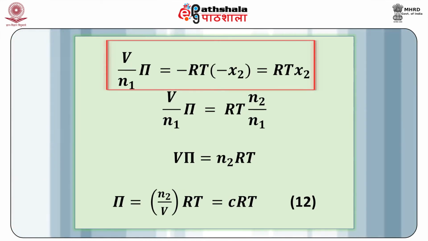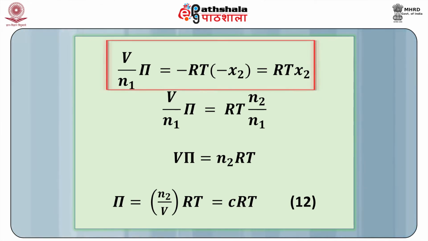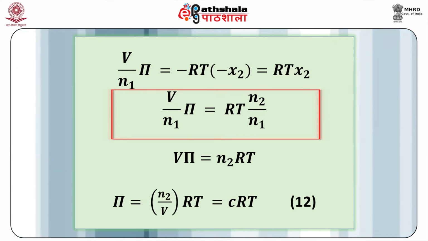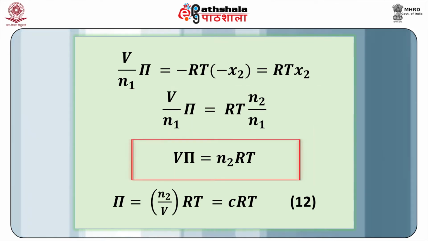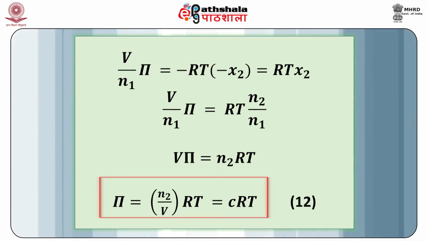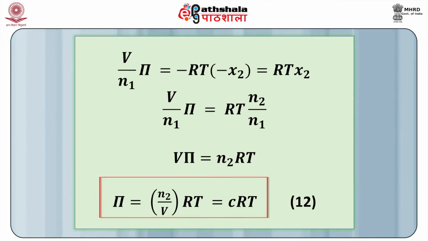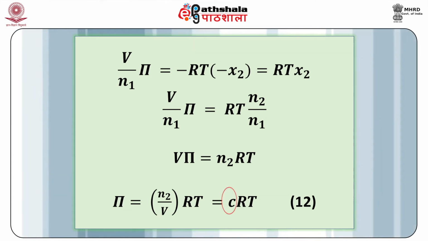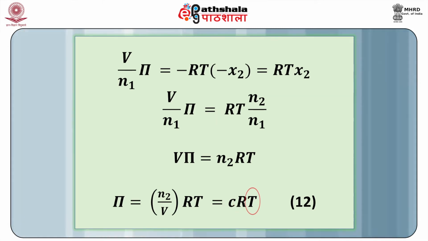Substituting equations 9, 10, 11 in equation 8, we get V upon N1 into pi equals to minus RT into minus chi 2, equals to RT chi 2, or V upon N1 into pi is equal to RT N2 by N1, or V pi is equal to N2 RT, or pi is equal to N2 by V into RT, which is equal to CRT. This is our equation 12, where pi is the osmotic pressure, C is the molar concentration of solute in the solvent, R is the gas constant and T is the temperature.